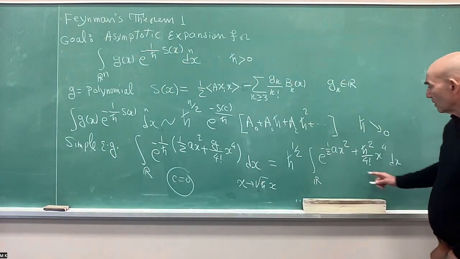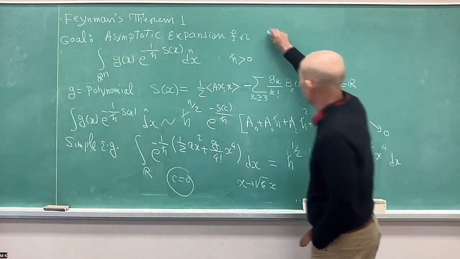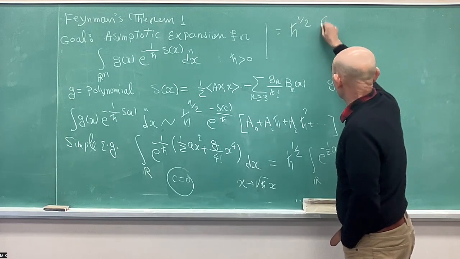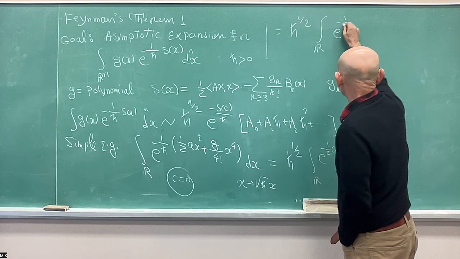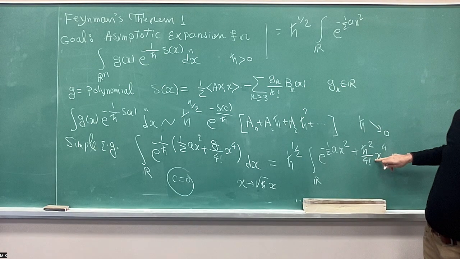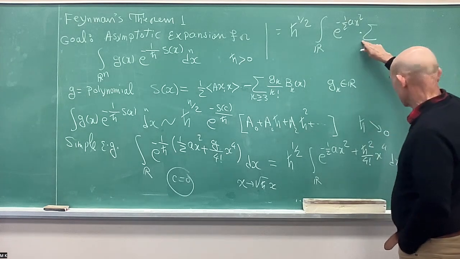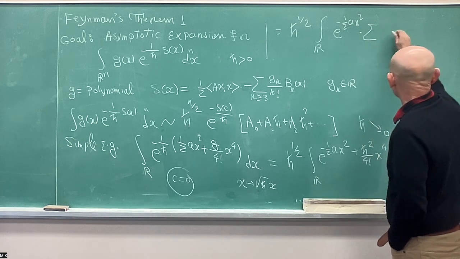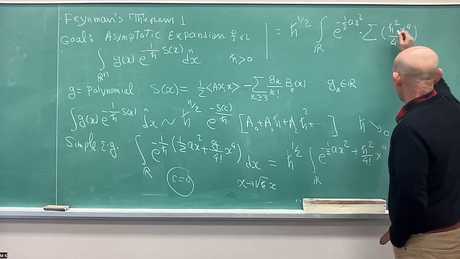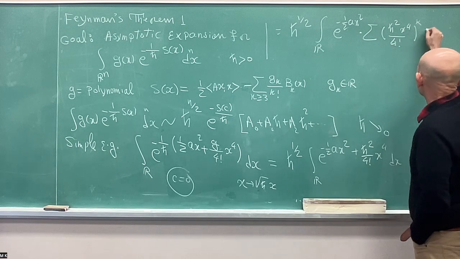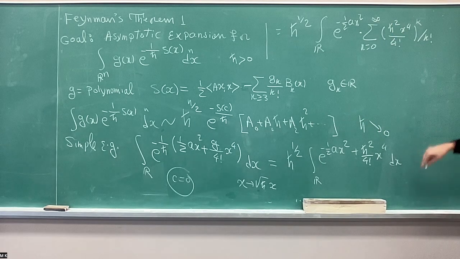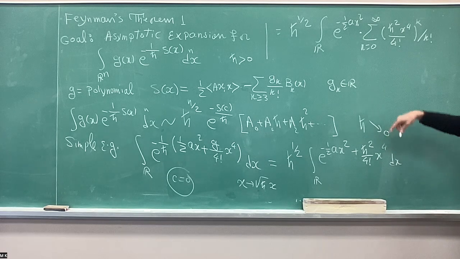Okay, so then what we do, this is equal to h bar to the 1/2 times the integral over R of exponential of minus 1/2 x squared. And then this exponential of this term, we just expand it. I write it as a sum over k from 0 up to infinity of these terms, h bar squared x to the 4 over 4 factorial, to the power k, divided by k factorial. So far, everything is equality. There's no asymptotic expansion up to this point.